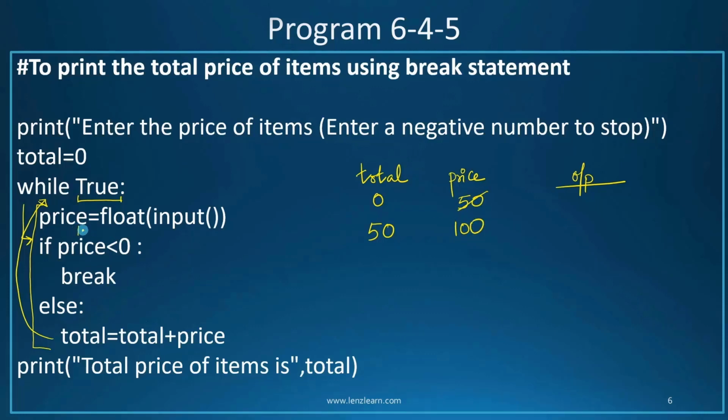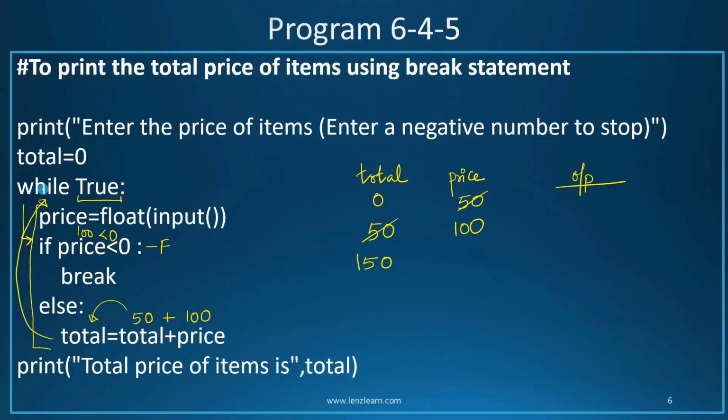So now I will check whether 100 is less than 0. Now this is false, so break will not get executed. The control will come to else. Now the value of total is 50 and the new price that you have entered is 100. Now 50 plus 100, 150 will be stored into total. So the new value of total is 150.